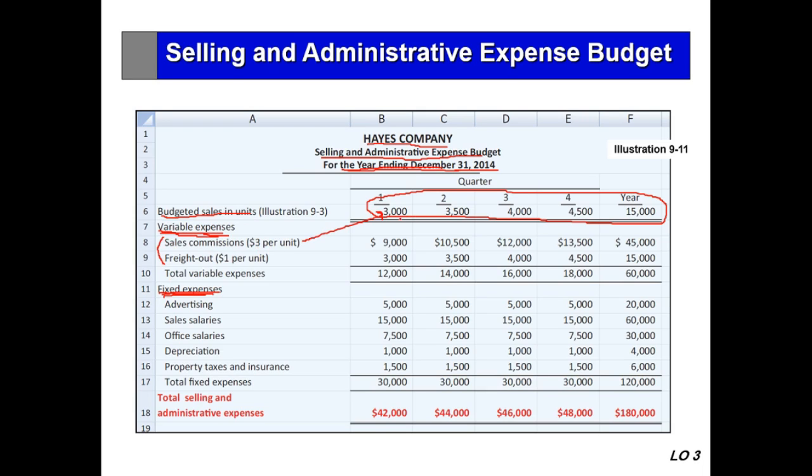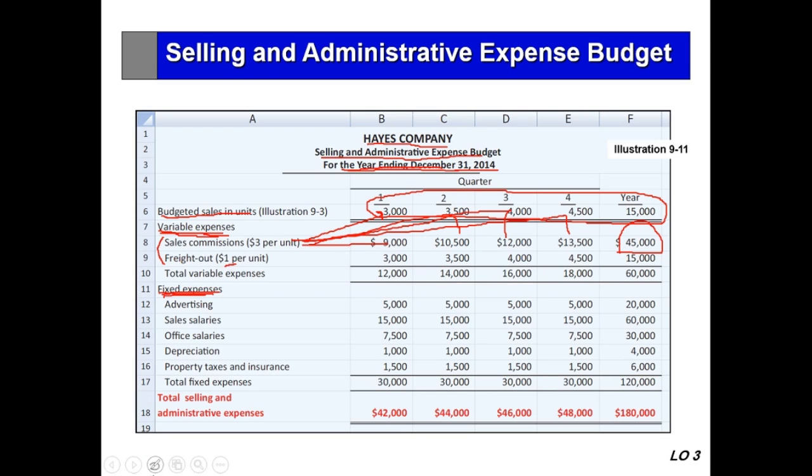Then 3 multiplied by 3,000, we have 9,000. $3 per unit multiplied by 3,500, we have 10,500. $3 multiplied by 4,000 units, we have 12,000. $3 multiplied by 4,500, we have 15,500. And the total of 9,000, 10,500, etc., we have $45,000. Okay, write out, $1 per unit.